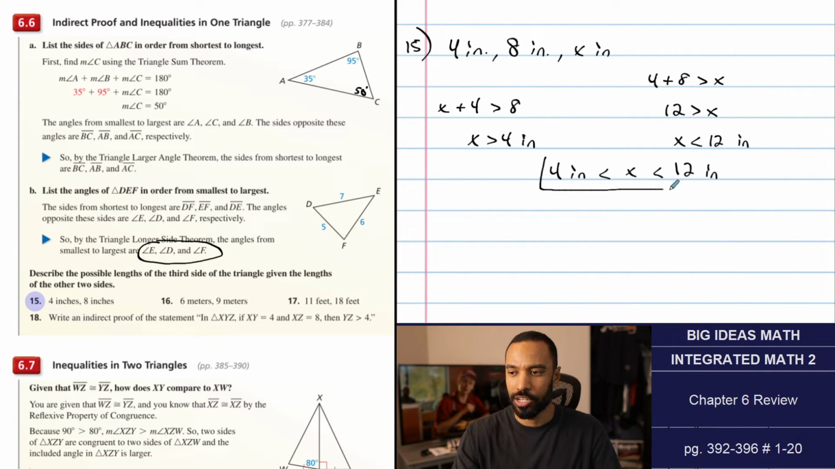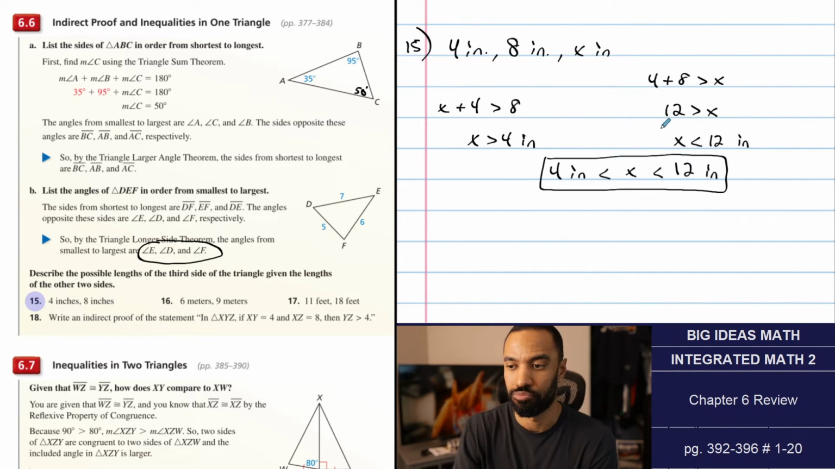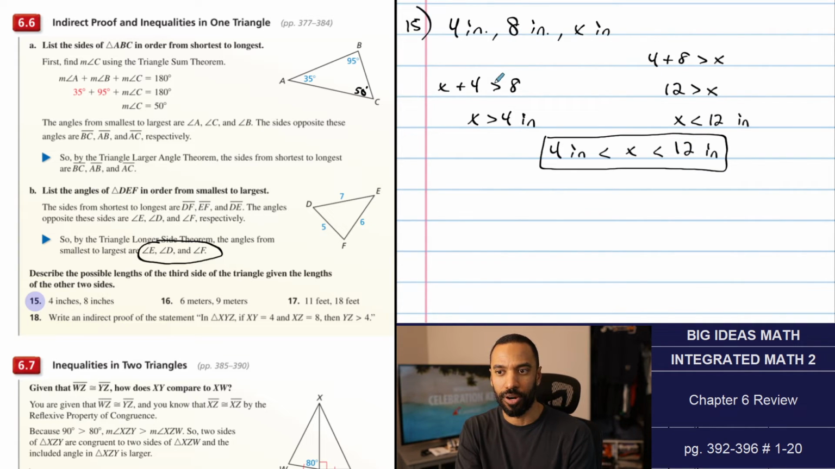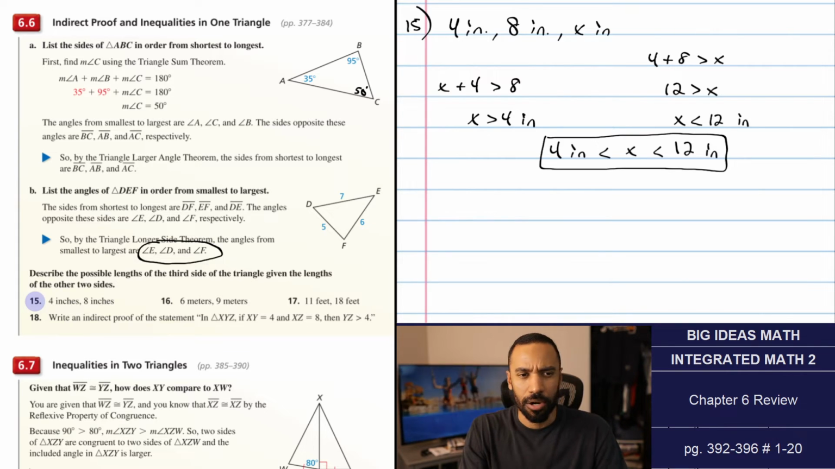Any less than 4 inches, even 4 inches actually. 4 inches or less, you can't make a triangle that small because 4 and that other number have to be greater than 8. And if it was 12 inches or more, then the 4 and 8 can't catch up with it in that way. All right, 16 and 17 are much more the same, guys.